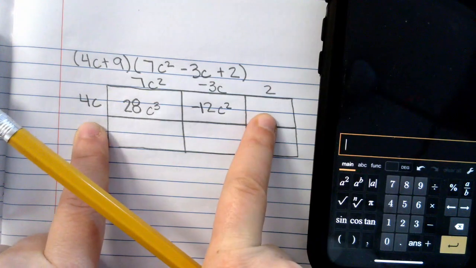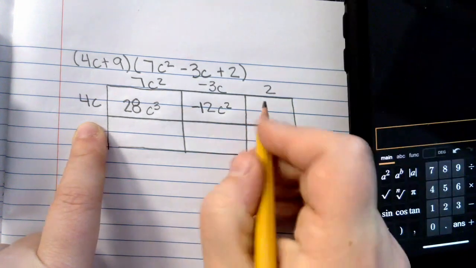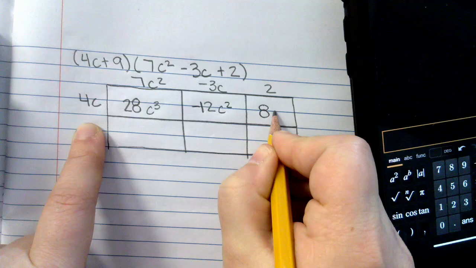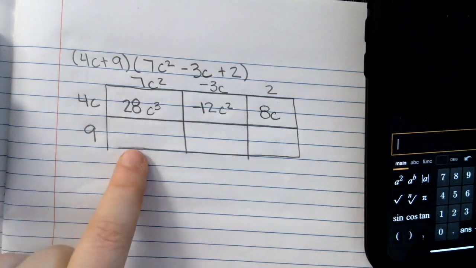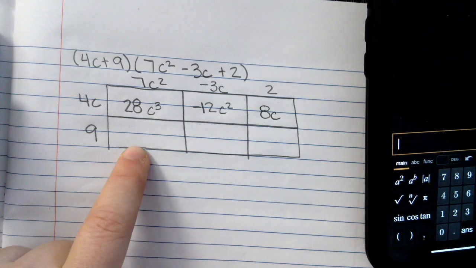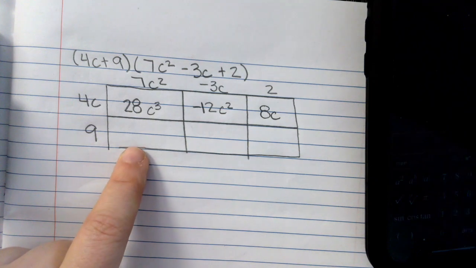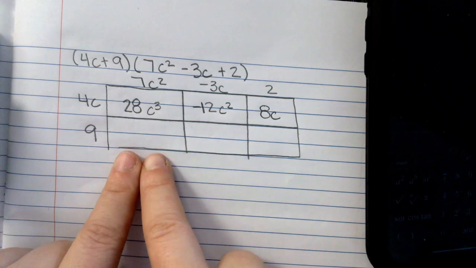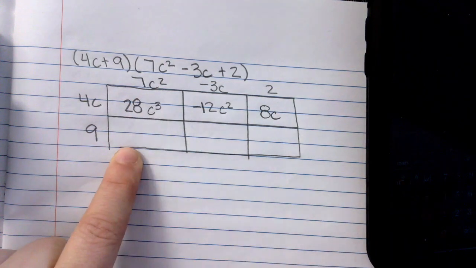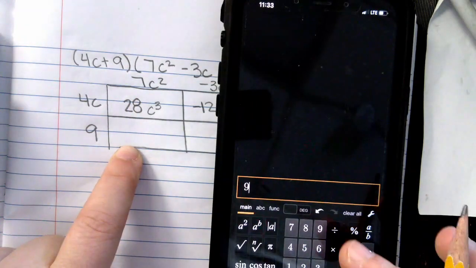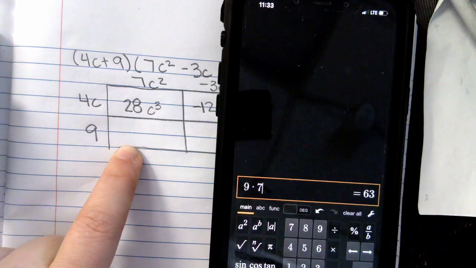All right, now in that bottom row, 9 times 7. 63. And how many c's will go here? 2.